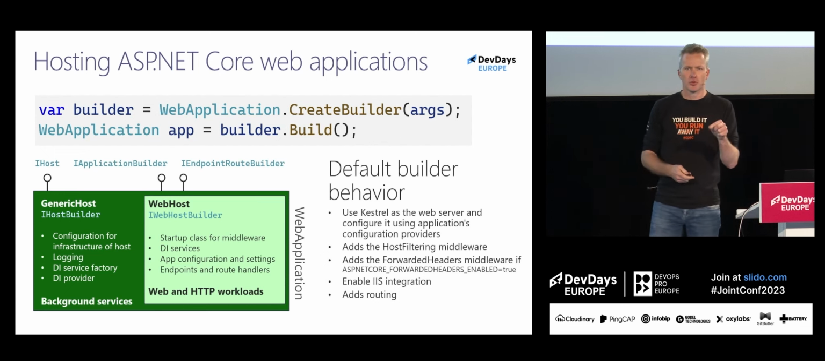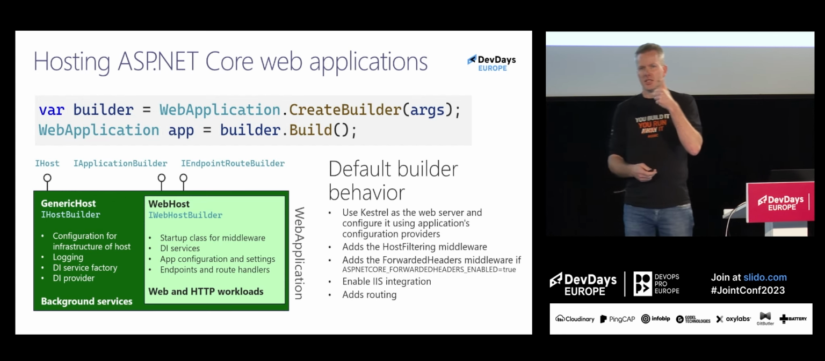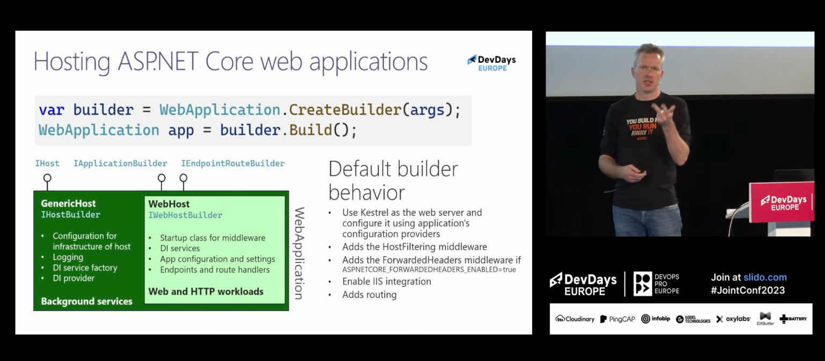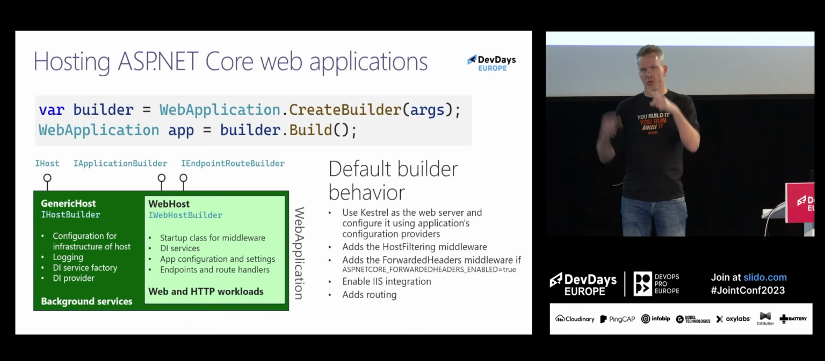The generic host with the IHostBuilder implementation allows you to set up things like the configuration for the host and all the things for the dependency injection just to get you going. And if you did a worker service, then you would probably do something like AddHostedService with the generic of your type. That would be enough.